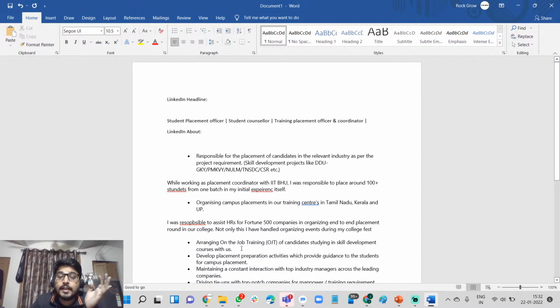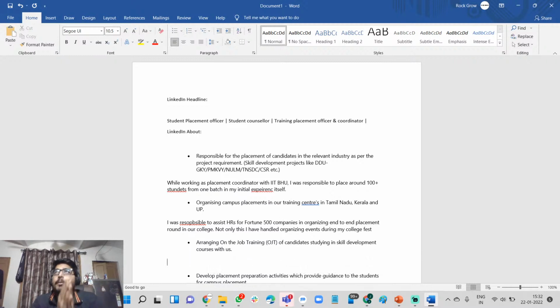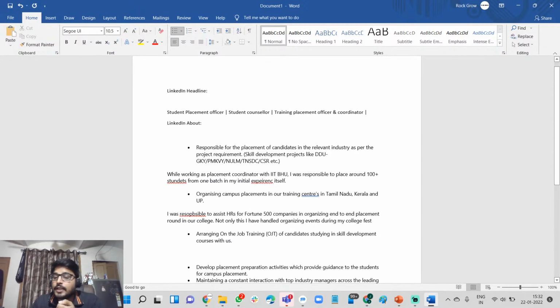Arranging on-the-job training of candidates studying in skill development courses for us. So you have to be someone who can take some new initiatives and arrange some job trainings. It may not be possible that you have done exactly similar in your current profile, but anything relevant that you have done is something you need to mention here. Accordingly, develop placement generation activities which provide guidance to the students for campus placement. Anything which you have done similar is something you need to mention.